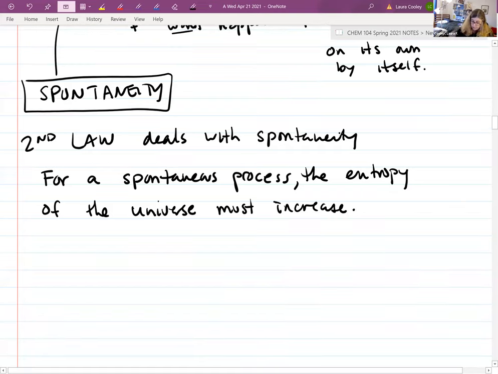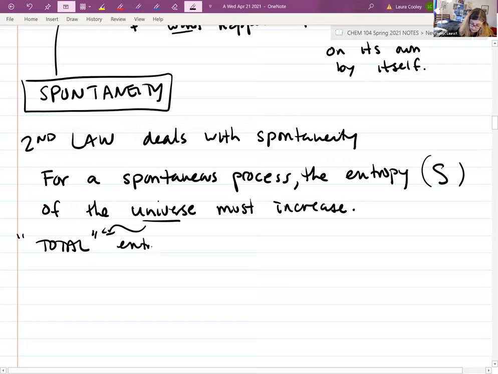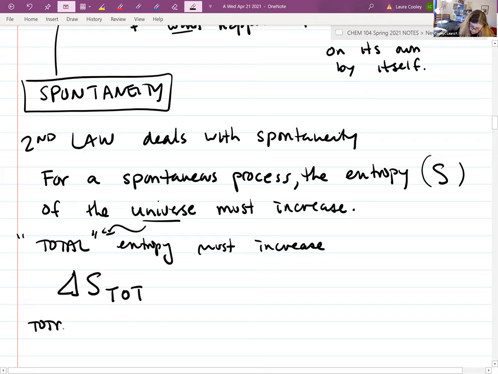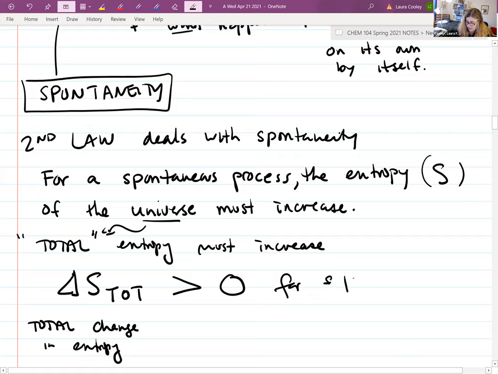We use the symbol S for entropy. The entropy of the universe must increase, which means the total entropy must increase, which would mean that the total change in entropy, which we give the symbol delta S total, has to be greater than zero for a spontaneous process.